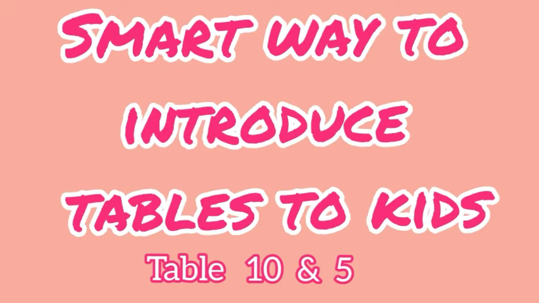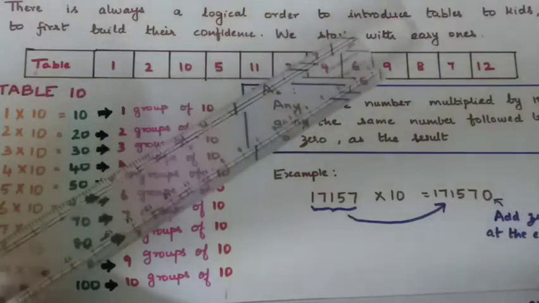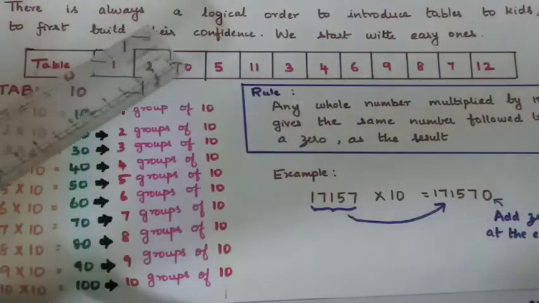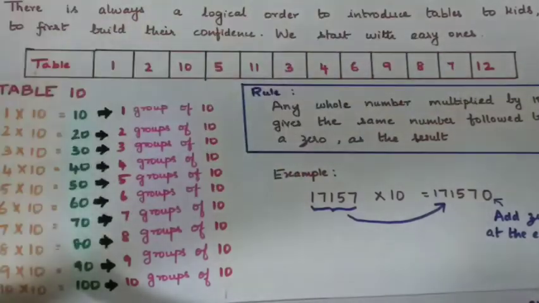I have shared about the basics of tables and about table 1 and 2 in detail in my previous video. Please have a look at that video to ensure your kids are strong in the basics of tables, and you can come back to this video to make your kids familiarized with table 10 and 5. There is always a logical order to introduce tables to kids to first build their confidence. We start with easy ones.